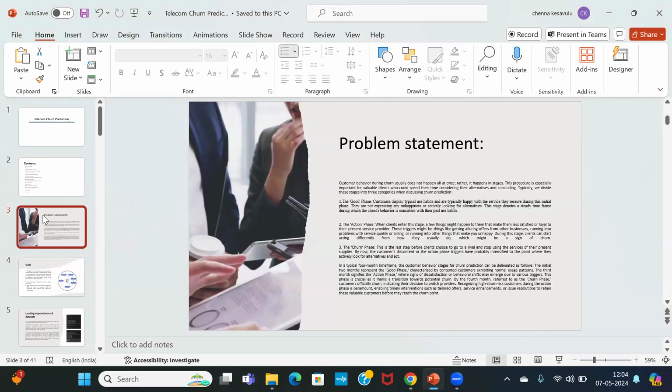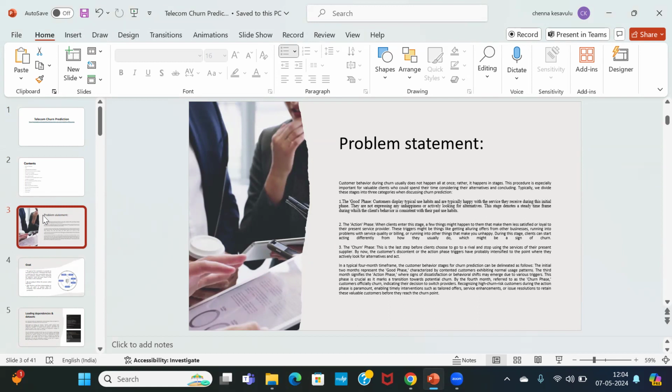Coming to the problem statement, customer churn usually doesn't happen all at once, but rather in phases. This is especially important for valuable clients and their alternatives. In the good phase, customers display typical usage habits and are happy with the services they receive during the initial phase. After some time, they become unhappy and start looking for alternatives. This creates a problem for the primary carrier.